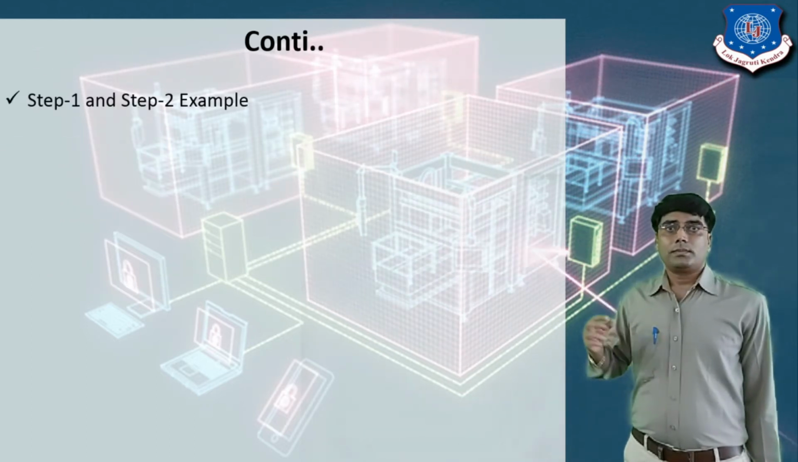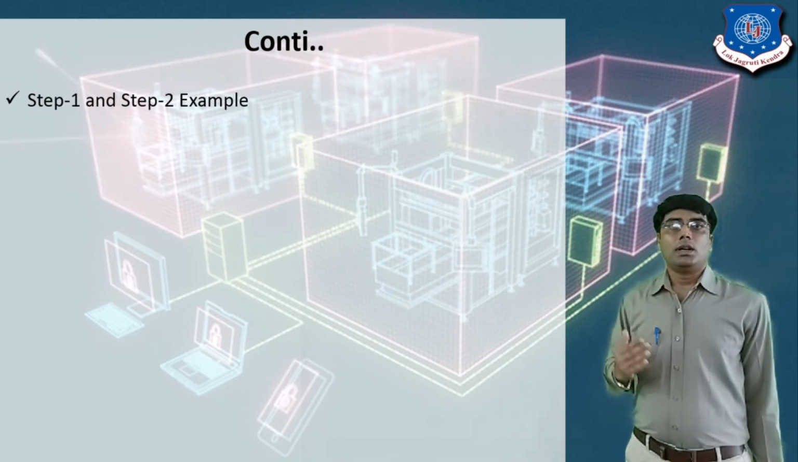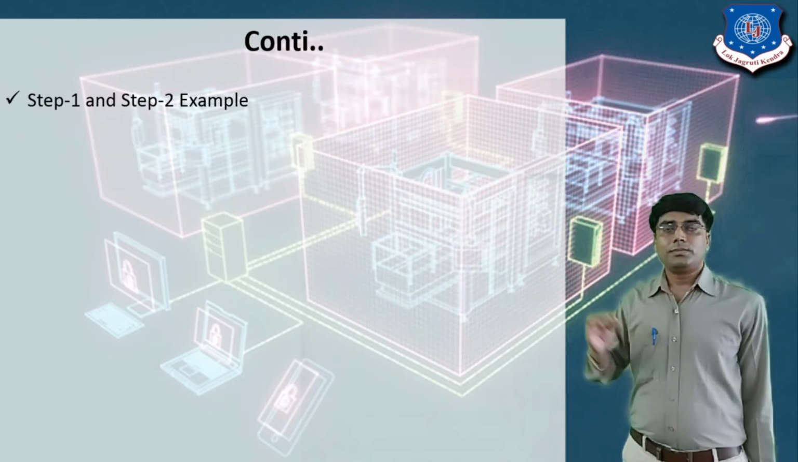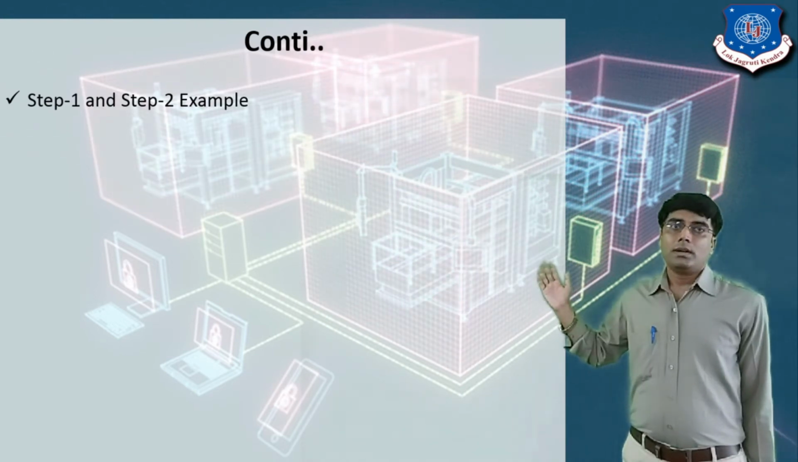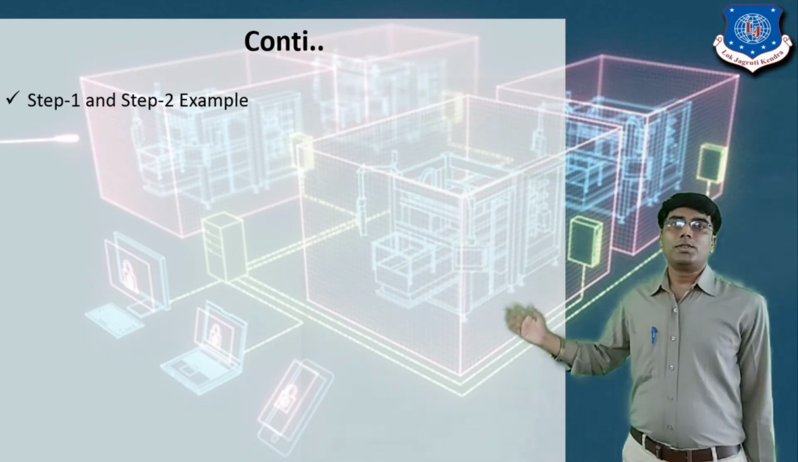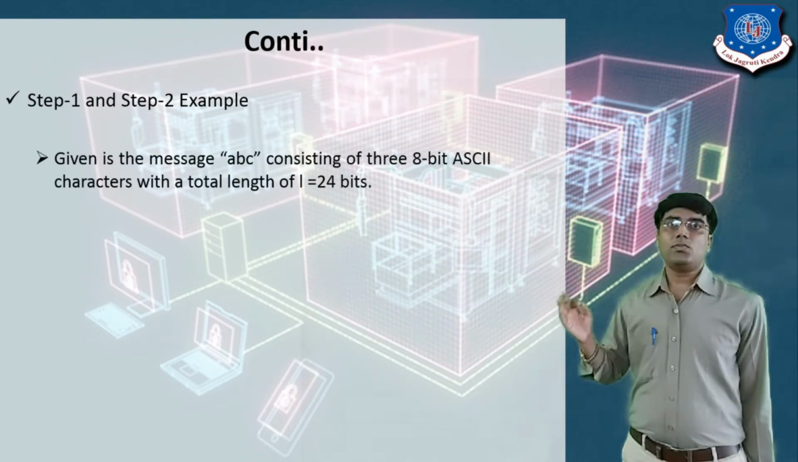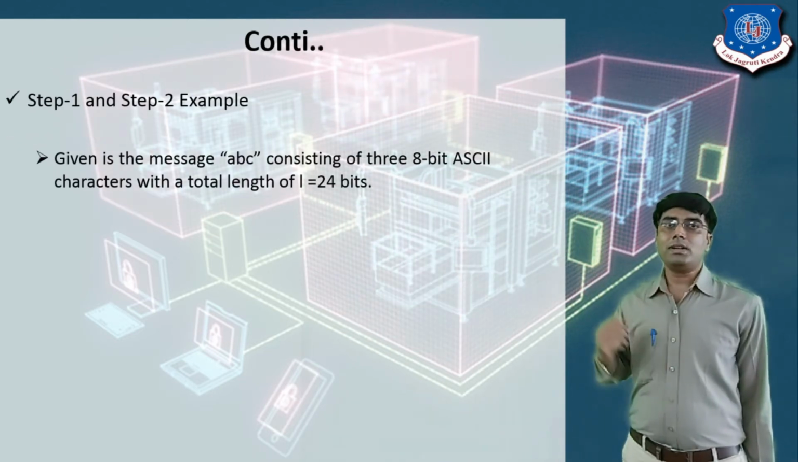So here, based on step 1 and step 2, we achieve a message length that should be a multiple of 1024 bits. Let's take one example to clarify. What is step 1 and step 2?